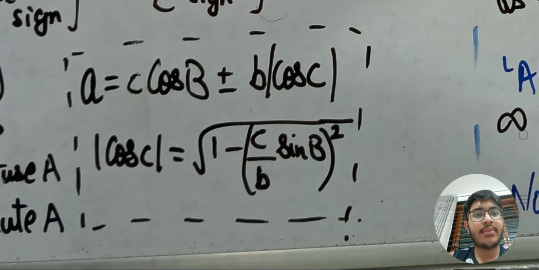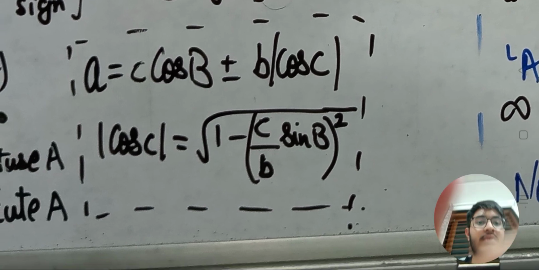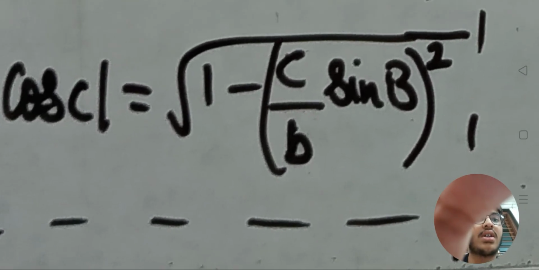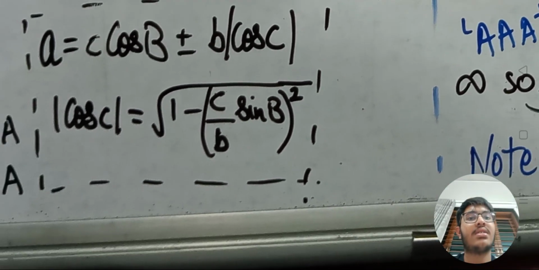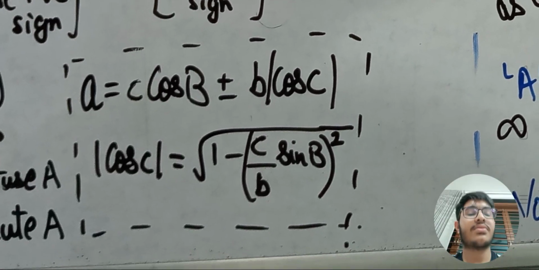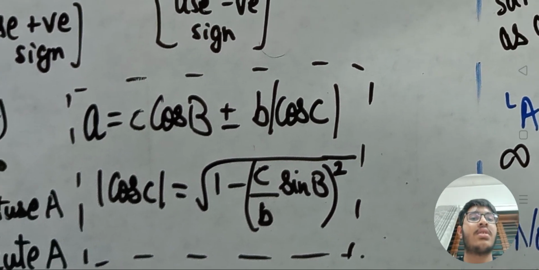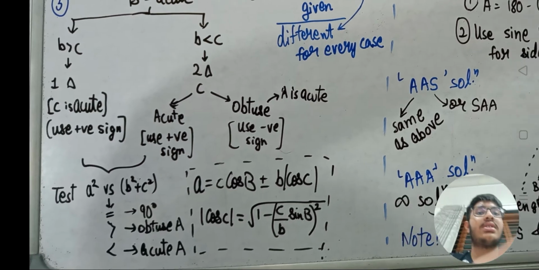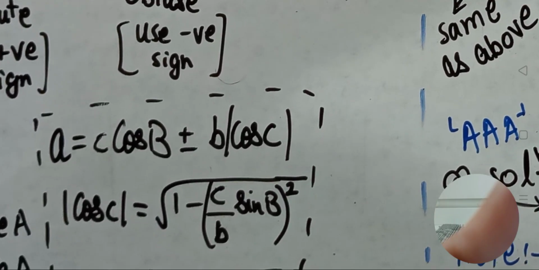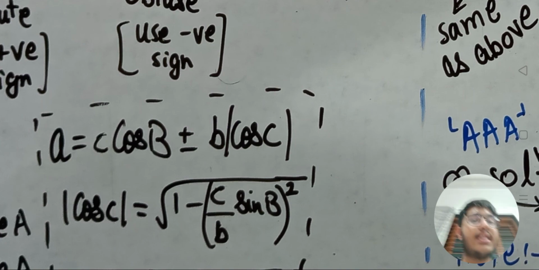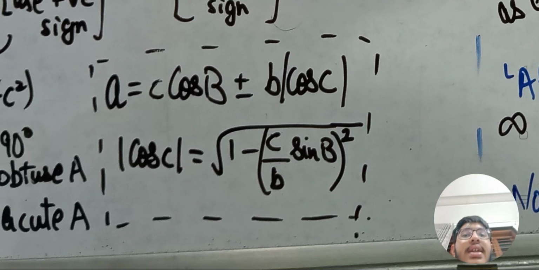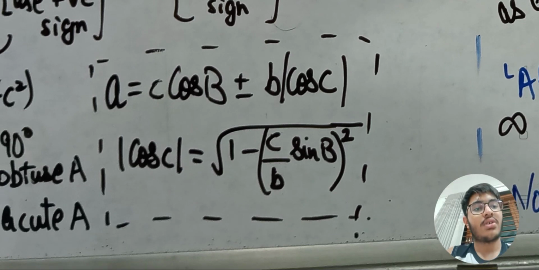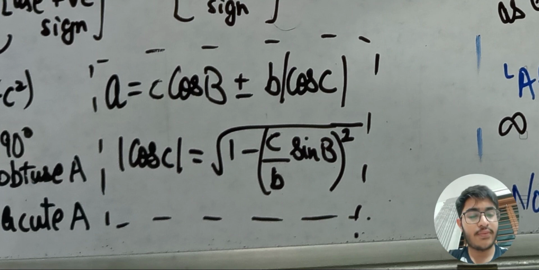We can only calculate mod of cos C, and the formula for which is this: under root 1 minus C by B sine, whole square. So once we calculate mod of cos C, and using all these cases which I told you, we can find which sign to use, plus or minus, and then we can find side length A and get all the parameters of the triangle, or find the solution of the triangle, or find the number of triangles which are in the solution.